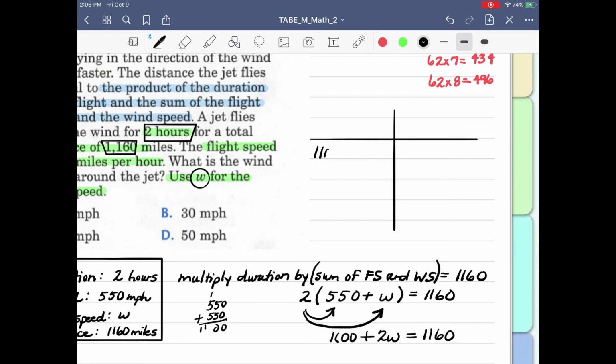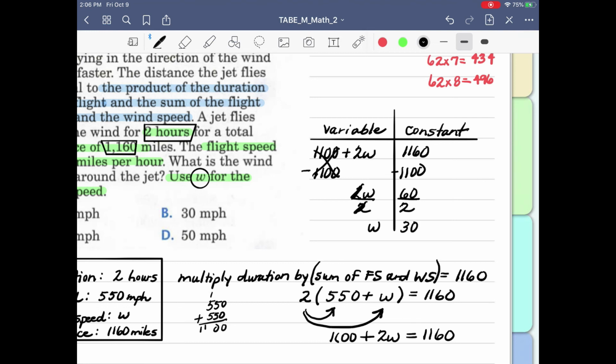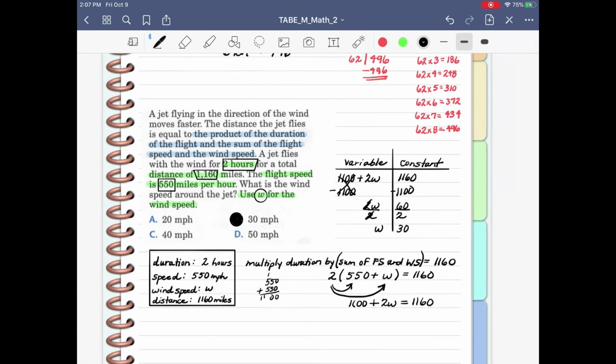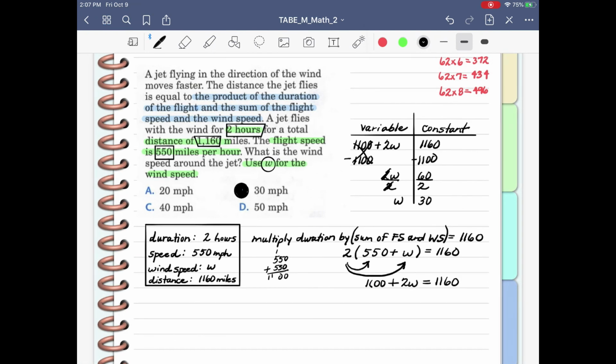So I have 1100 plus 2W is 1160. This is the constant, and this is the variable. Minus 1100 minus 1100. 2W is 60. Divide by 2, so the wind speed is 30 miles an hour. And that is option B. That is not an easy problem. The variable box helps to organize, I think.